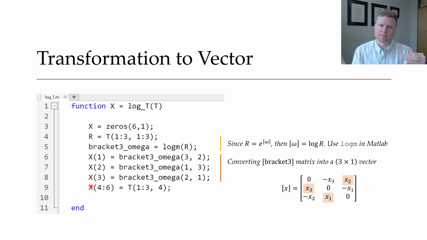And then the bottom 3 elements of x are just my position vector. So I just extract my position vector from my transformation matrix, and I'm good to go. Overall, this is my process for going from a transformation matrix T into this vector x, which captures the same information, but writes it in a different way.